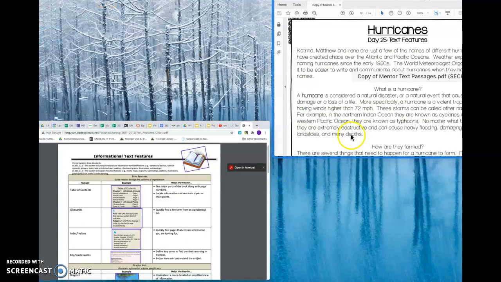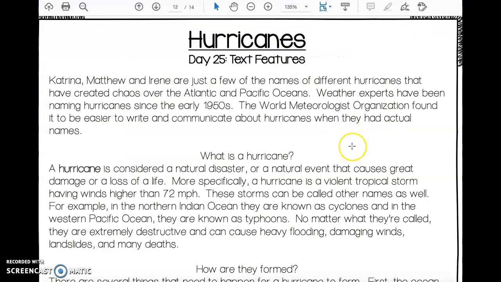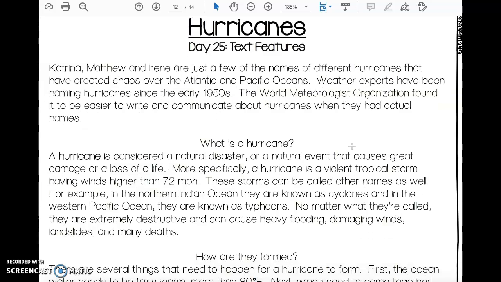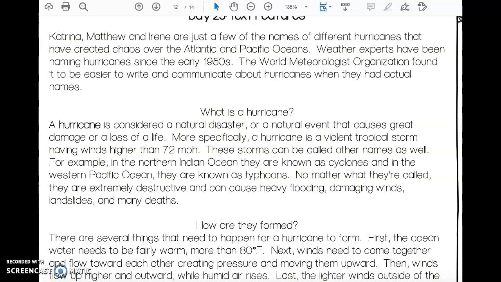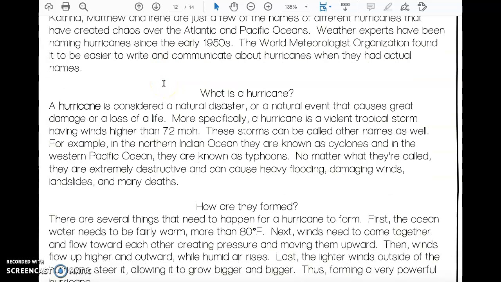So what we're going to do first is look at a mentor text about hurricanes and talk about some text features that are found in this passage. Katrina, Matthew, and Irene are just a few of the names of different hurricanes that have created chaos over the Atlantic and Pacific Oceans. Weather experts have been naming hurricanes since the early 1950s. The World Meteorologist Organization found it to be easier to write and communicate about hurricanes when they had actual names.